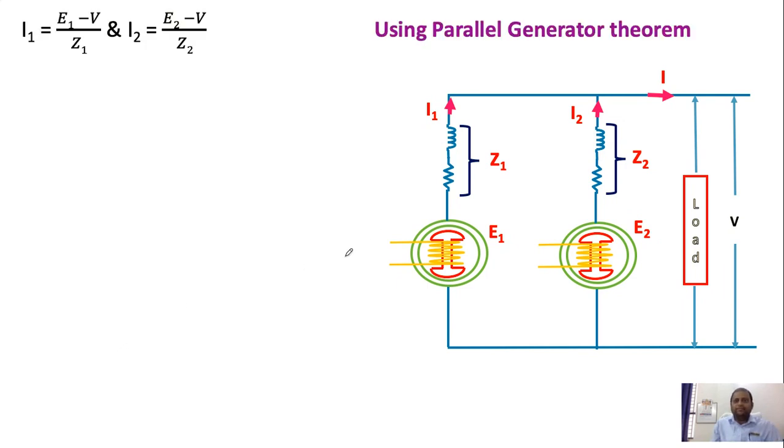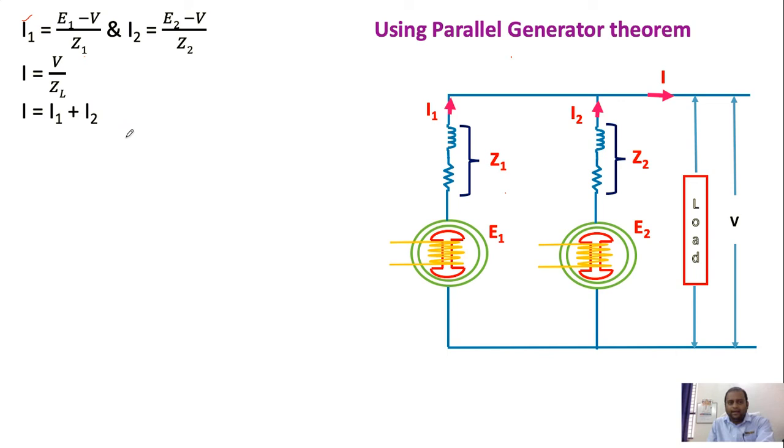And then this same thing can be done in terms of the parallel generator theorem. Similarly, you know I1 equal to E1 minus V by Z1, I2 equal to E2 minus V by Z2. From this same circuit we can get this. Now you know I equal to V by ZL. And then you also know I equal to I1 plus I2.